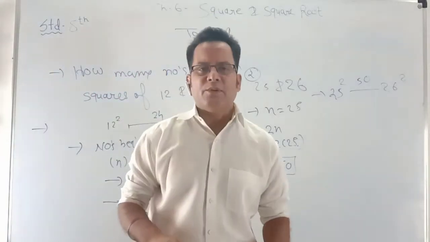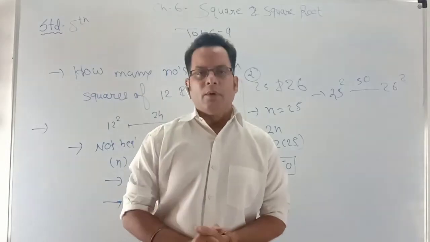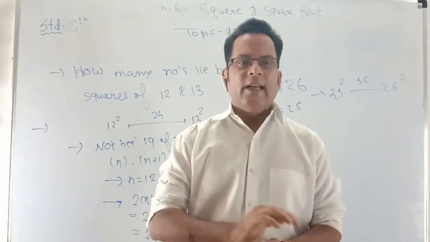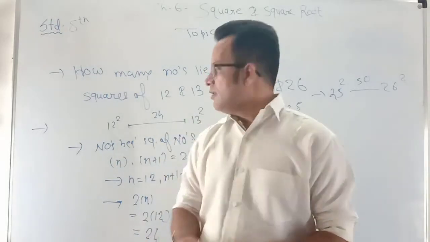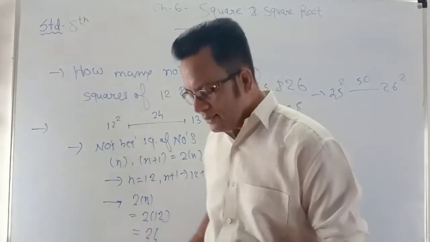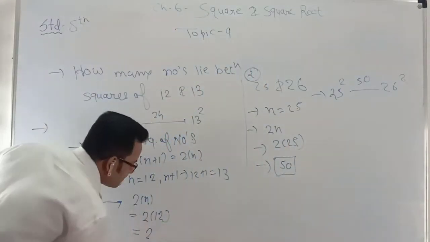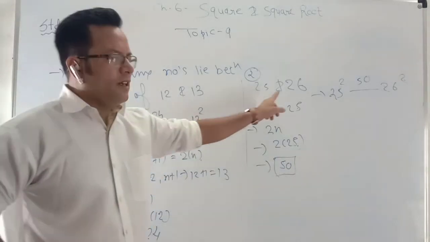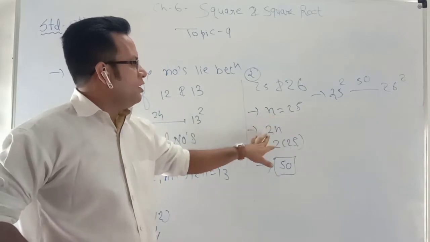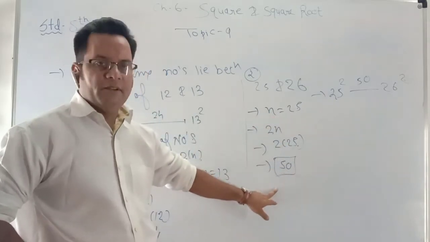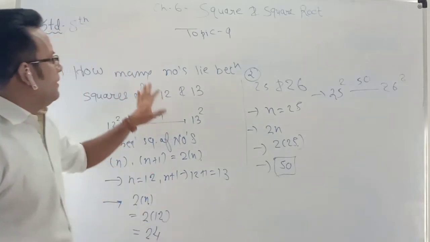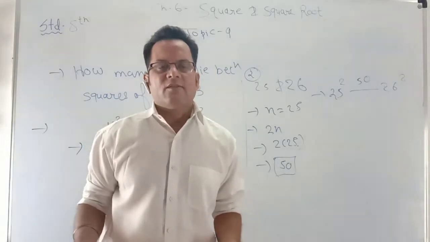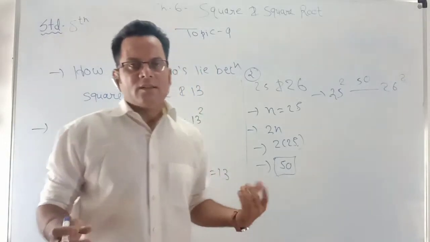Which are the points to be kept in mind? First of all, the given first number. You can see here 12 and 13 given. So I suppose 12 as an n. Then I multiplied it with 2. So 12 2s are 24. I got my answer here. Same way, here you see 25 and 26 is given. So n is 25. So 2 into n means 2 into 25 is 50. So we can find how many numbers are lying between the squares of two numbers. This is a very easy method. Just take a look.